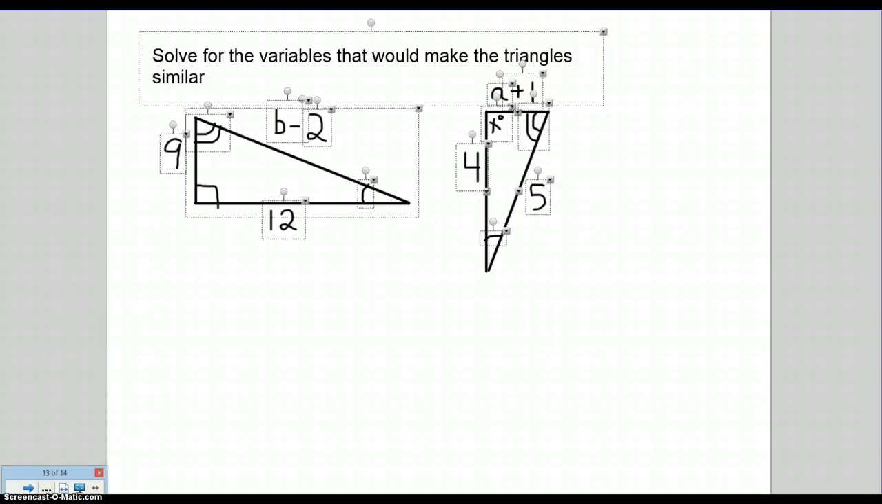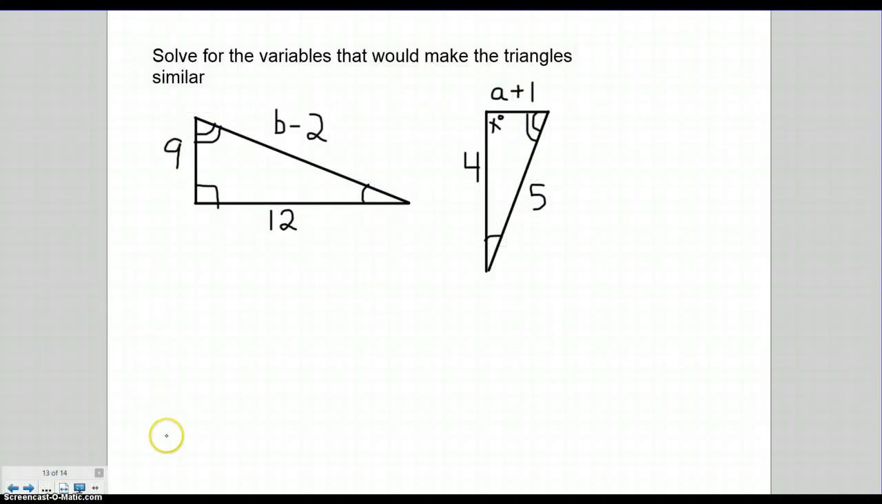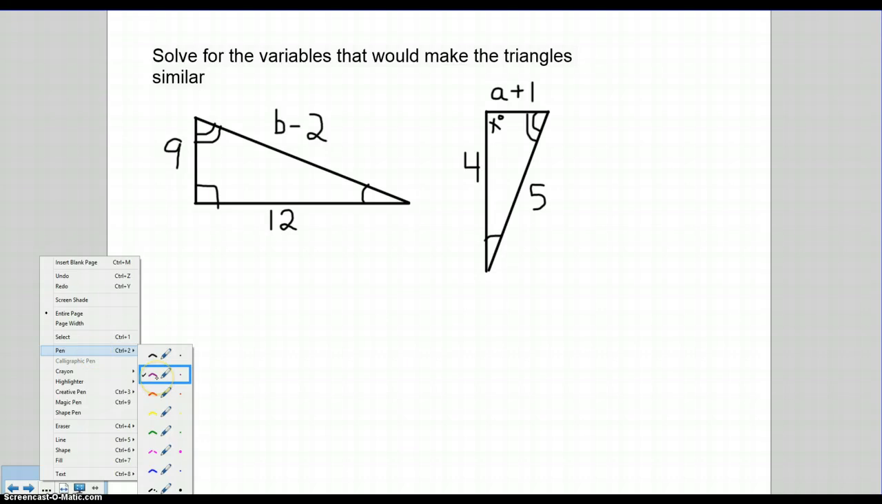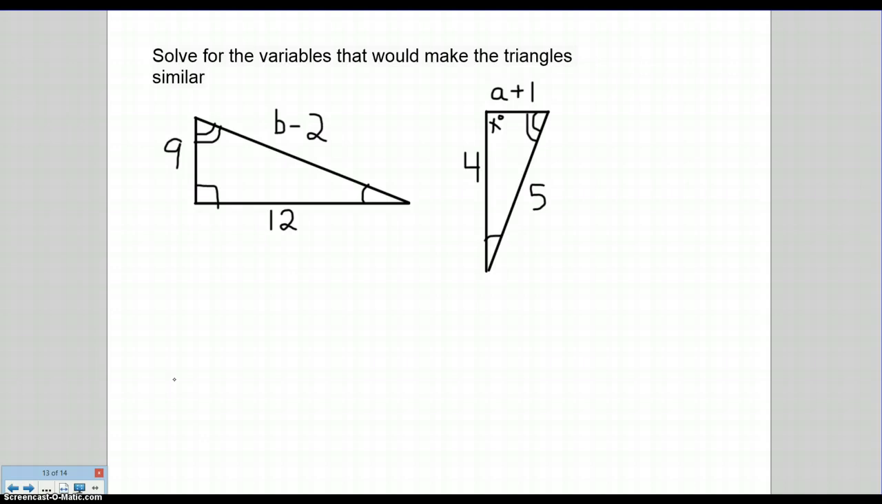Now we have another example. So solve for the variables that would make the triangle similar. Now we have expressions for some of those sides, but we can do it the same way. So let's start with x though, because that's our angle. So we have angle congruent to angle. We have angle congruent to angle.